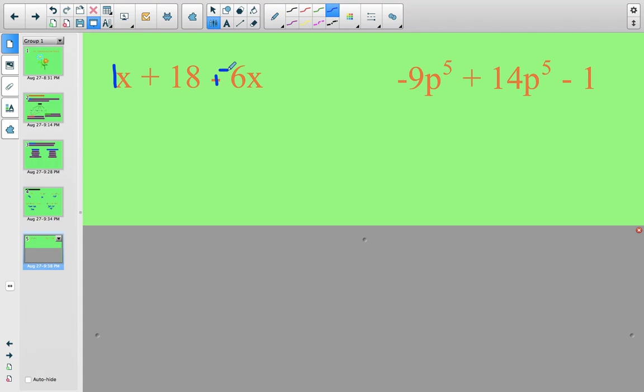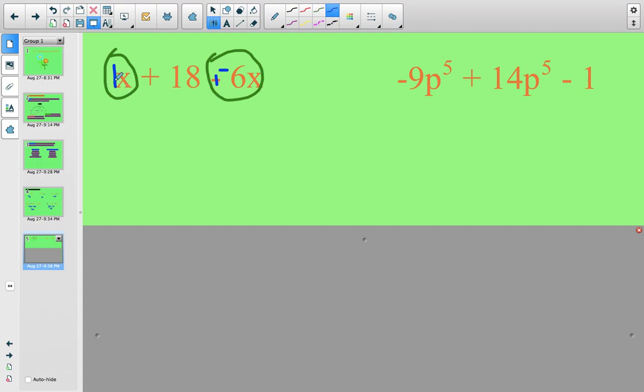So when we are adding and subtracting, again, we can only add or subtract those terms that are like terms. So on this one, that would be the two terms that have an x in them. So this term here will combine with this term over here. But that 18 is not a like term, so it's just going to stay 18.